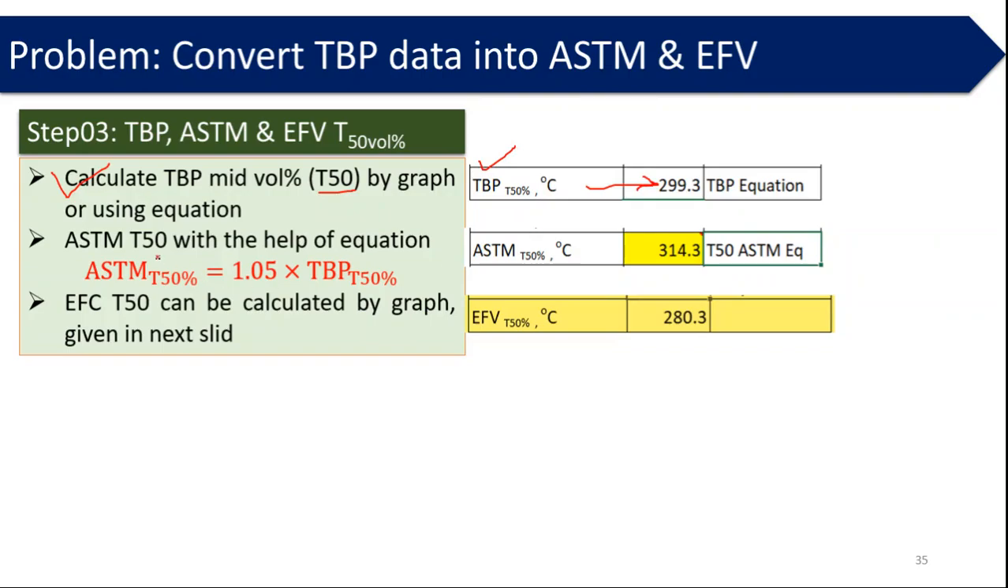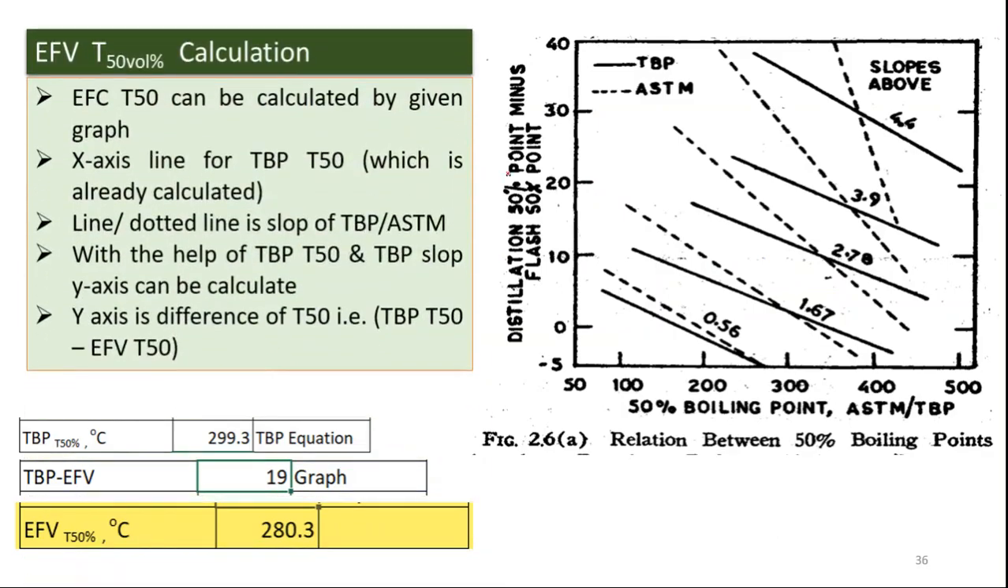Now you can convert this TBP T50 into the ASTM by using this equation. ASTM T50 is simply multiplied by 1.05, which gives the value 314 degrees Celsius. Now the important part is how to calculate the EFV T50. For that the value is given here, but how can you calculate 280? Let us go to the next slide. It requires a slightly complex method, not as simple as in the ASTM case. So this is basically the method to calculate the EFV T50.